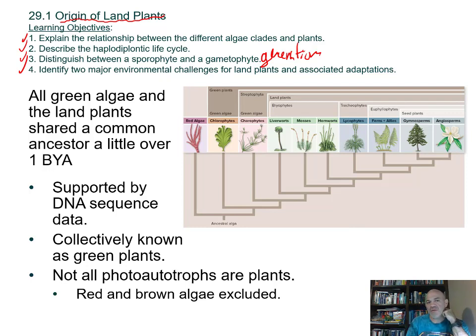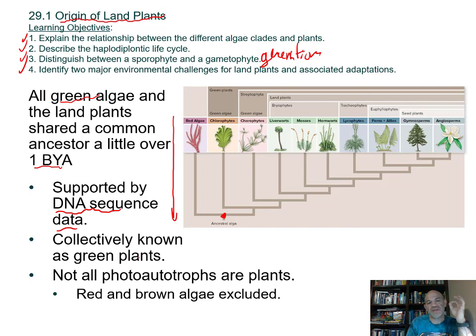So all green plants, or green algae and the land plants, do share a common ancestor, which is going to date back to a little over 1 billion years ago. And so we're talking about this point here on the cladogram. So we say this is present time here. We went back in time. This would be where that common ancestor would be. And this is supported by analysis of DNA, which is molecular data, and structural features as well.